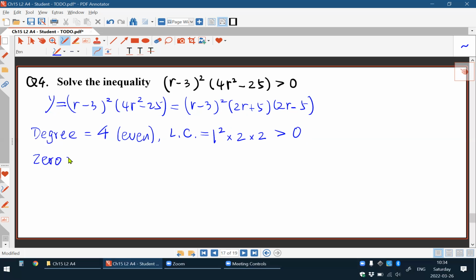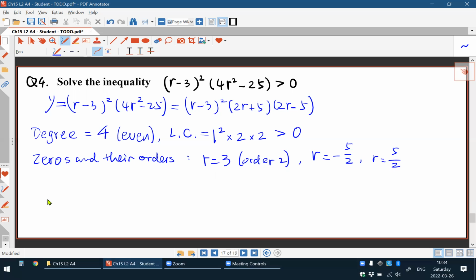Okay, next, let's find all the zeros and their orders. First of all, r can be 3 with order 2, right? Order 2. The next r can be -5/2 with order 1. Then r can also be 5/2 with order 1, right? Okay, so let's check the table. Degree is even, so it is either this one or this one. Leading coefficient is positive, so that means we'll go this way, right? And behavior is like this.